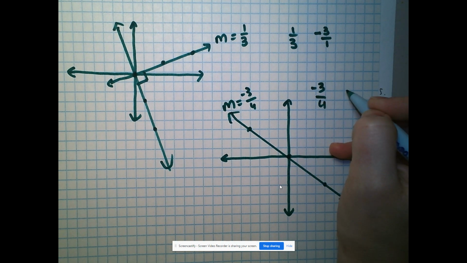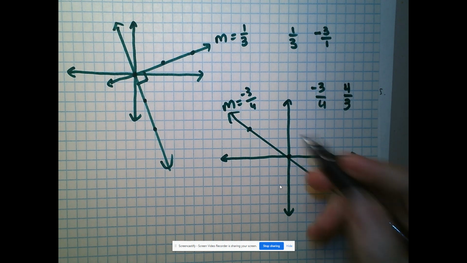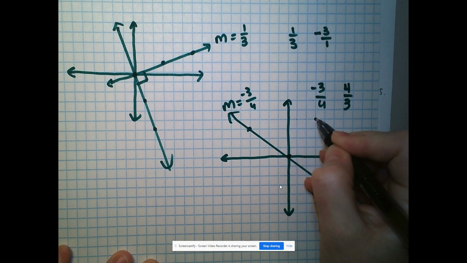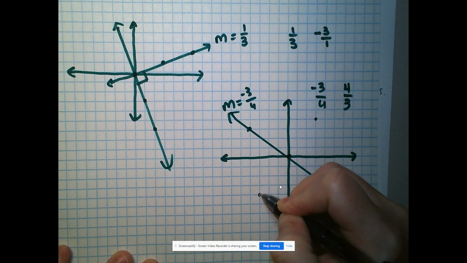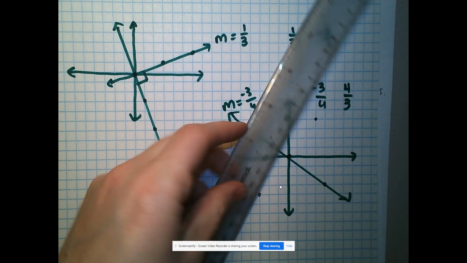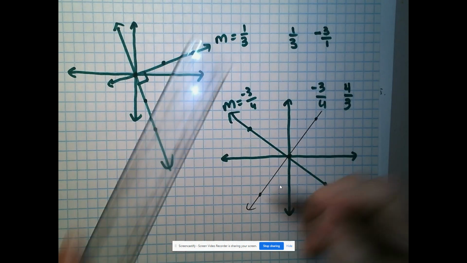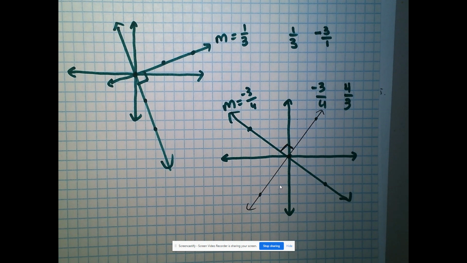The opposite would be positive, and the reciprocal would be 4/3. So if we check 4 over 3, or we can go down 1, 2, 3, 4, left 1, 2, 3, that way we get points, again, that are all sort of centered around the origin. And do we get a 90-degree angle? Yes, we do. So I think that's a pretty solid hypothesis.